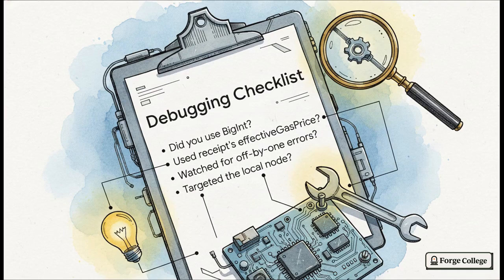Number 3: watch out for those sneaky off-by-one errors. Make sure you append .toString() when pulling from big number libraries. And finally, double-check that you are actually targeting your local node and not accidentally pulling the live Ethereum mainnet.